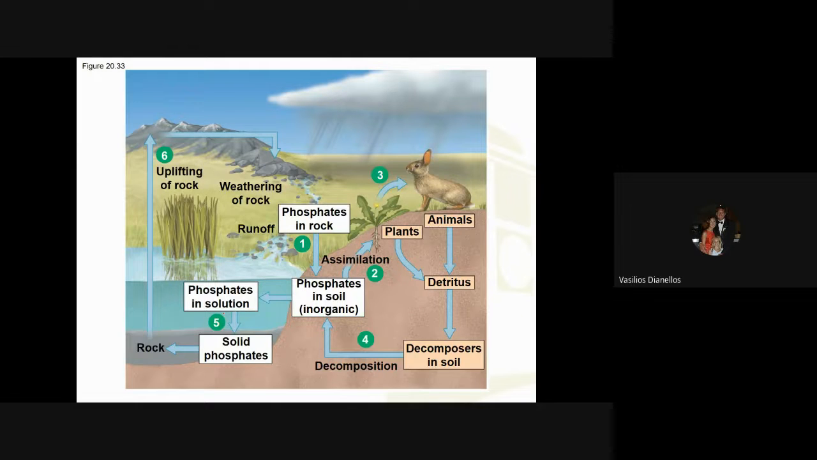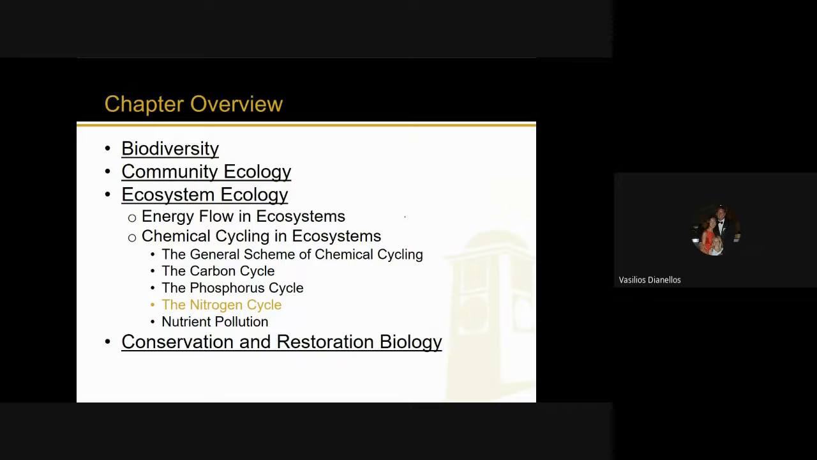Anyway, there's a picture that shows you how it works. I'm not going to talk about it in too much detail. Again, phosphorus is found in rocks. So it gets weathered, it seeps into the ecosystem, and then plants are able to put it into their biomass, and then animals eat that, and that's how we get it. Any questions about the phosphorus cycle? No. All right, nitrogen cycle.